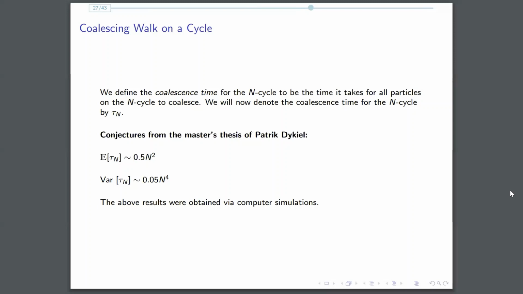There's been some previous work done regarding the coalescence time for the coalescing walk on the n cycle. In the master's thesis of Patrick Dekiel, some computer simulations were run, and Dekiel estimated that the expected value of tau n scales according to 0.5 times n squared asymptotically, and that the variance of tau n scales according to 0.05 times n to the fourth asymptotically. Note that these approximations say nothing about the other coefficients of the polynomial scaling of the expectation value and the variance of tau n. These are simply approximations for the leading coefficients.